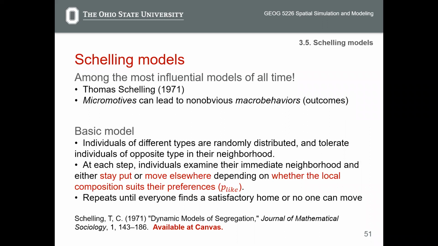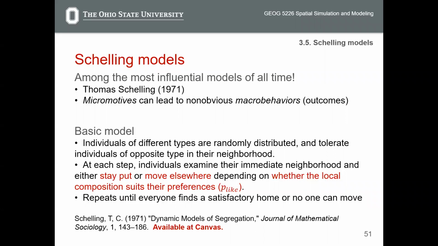Okay, let's continue with aggregation and segregation. The first type of models I want to introduce in this video is called scaling models. This type of model was proposed by Thomas Schelling. The name is after this scientist's name. It was proposed in 1971.